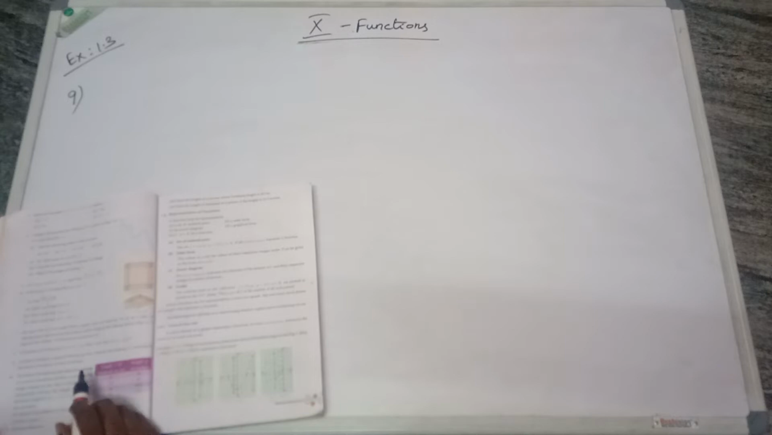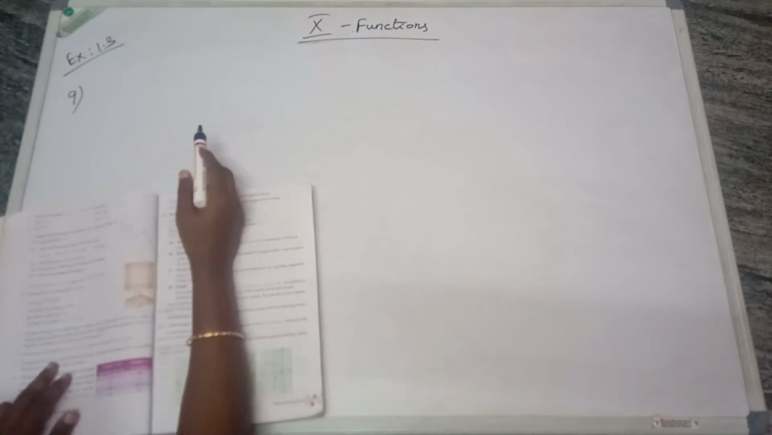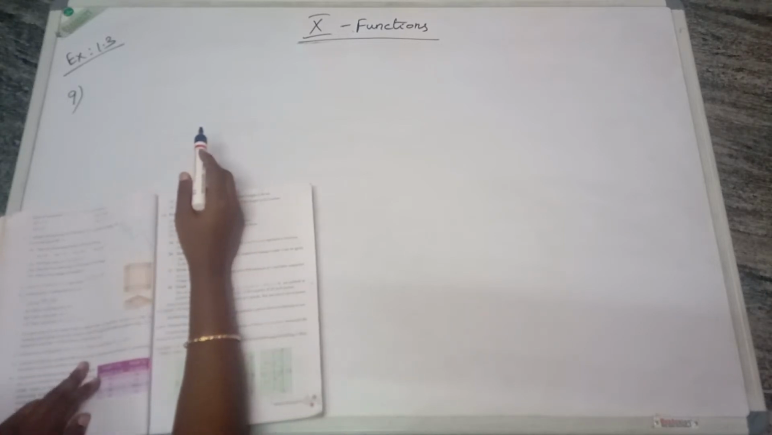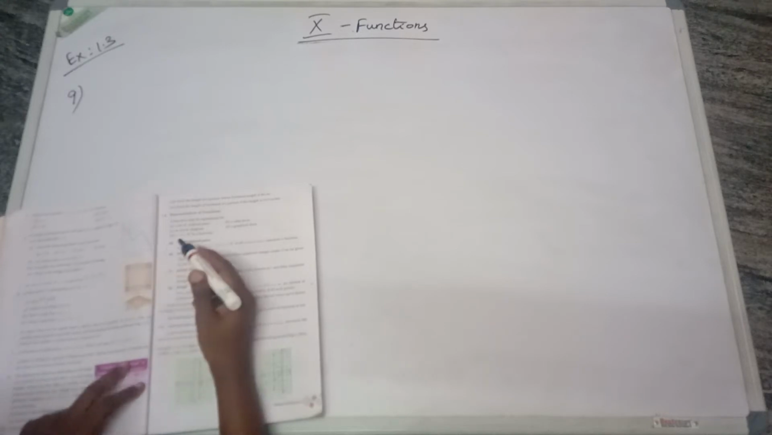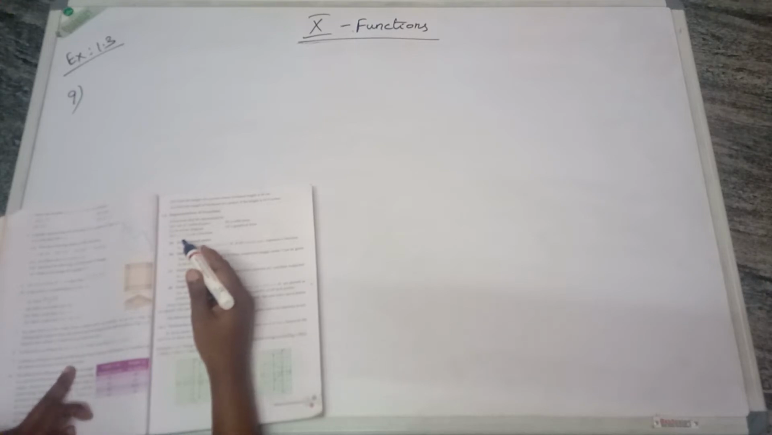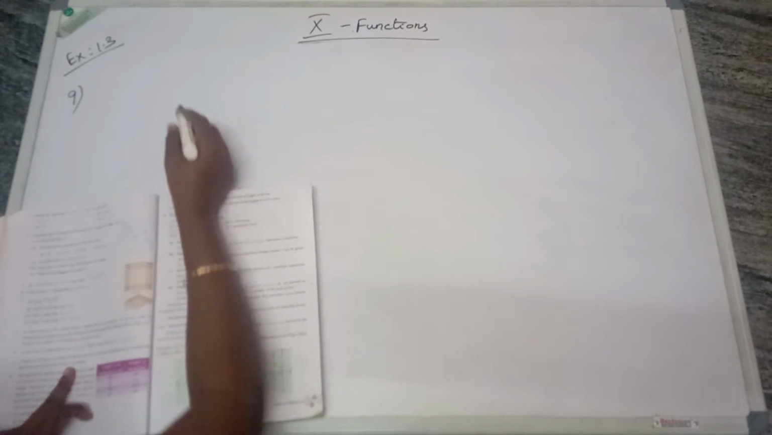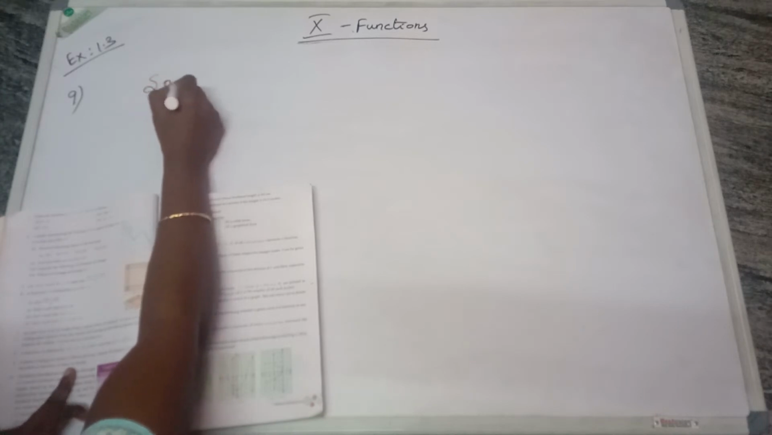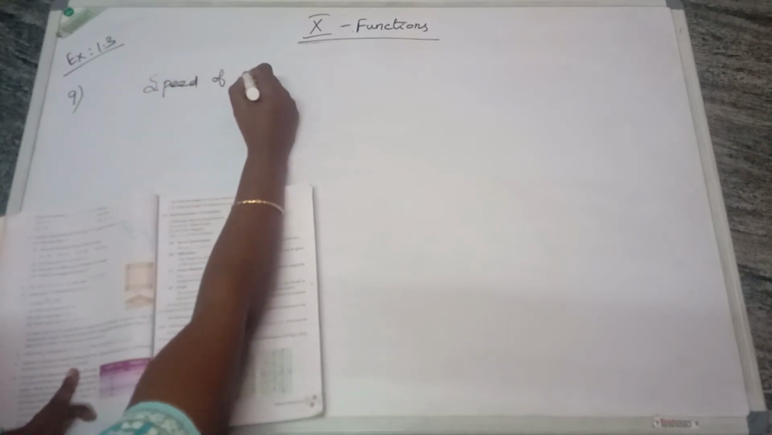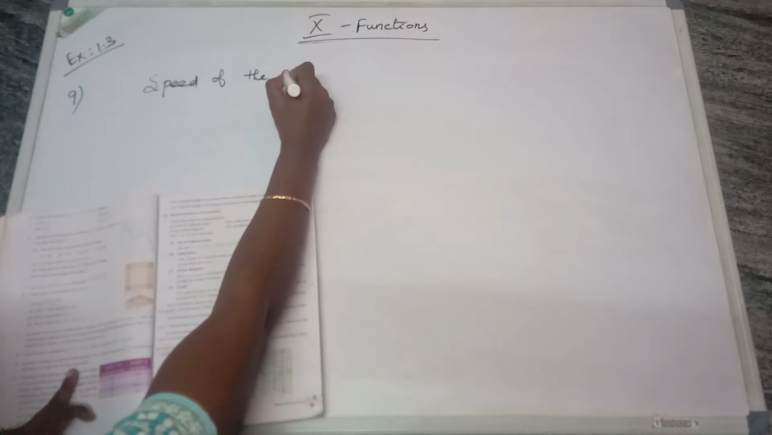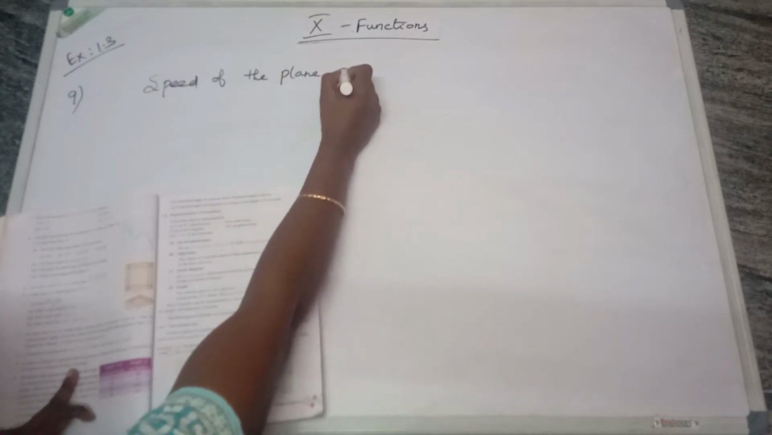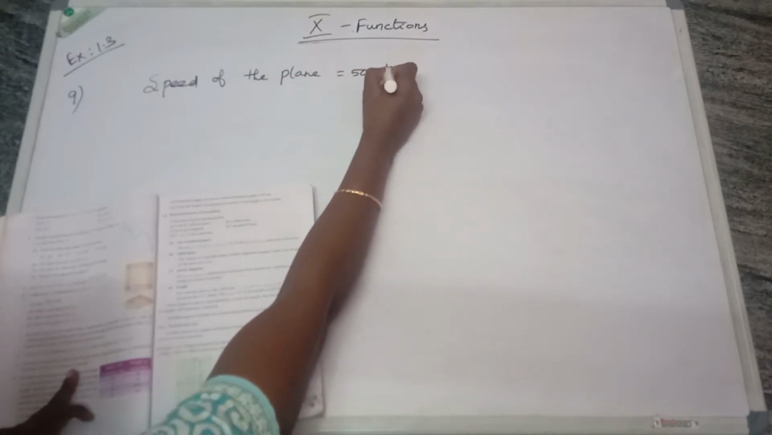See the 9th question. A plane is flying at a speed of 500 km per hour. Express the distance d traveled by the plane as the function of time t in hours. Okay, so what is the speed of the plane? They have given the speed of the plane. Speed of the plane is 500 km per hour.